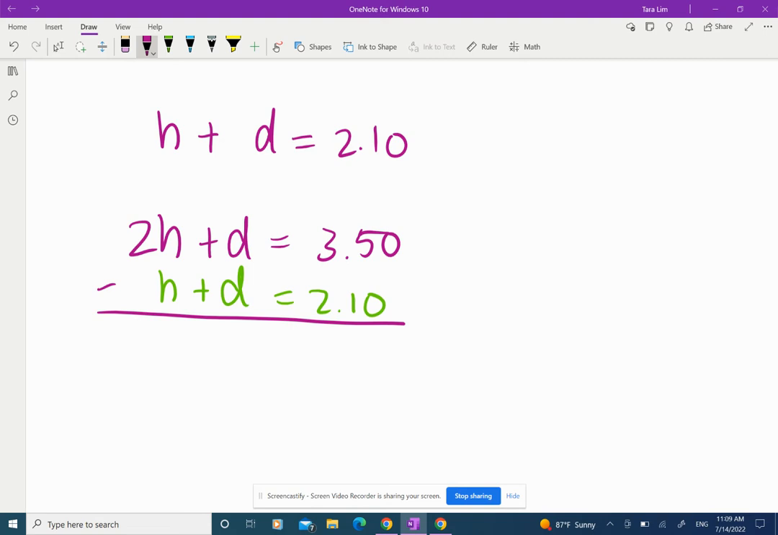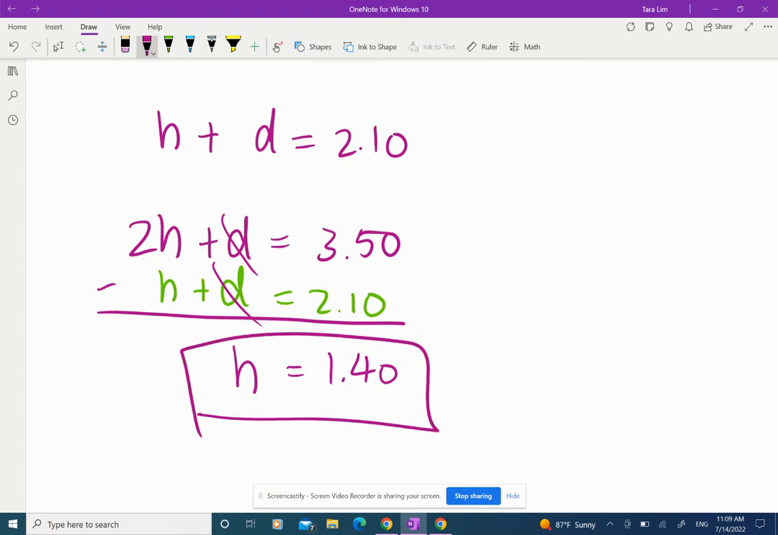So 3.50 minus 2.10, that's 1.4. So I have 1.40. Then D minus D, what is D minus D? D minus D is 0. So I can just eliminate the D. Then I have 2H minus H. Well, 2H minus H is just H. And there you have it, we solved for H. We know that the hamburger costs 1.40.